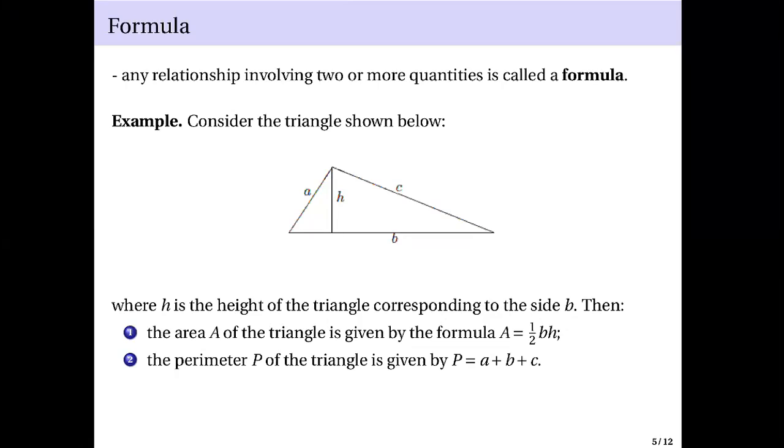So there's also another way of getting the height. It could be a different height. For example, we consider the height corresponding to side C. This is a possible height if we consider the side C. And there's another one, possibly from this point going to that point. That one is the height corresponding to side A.